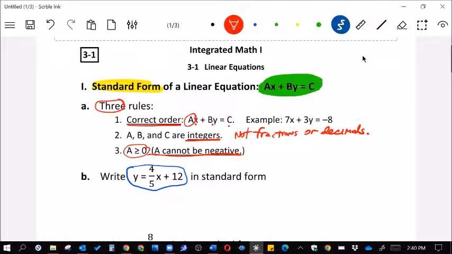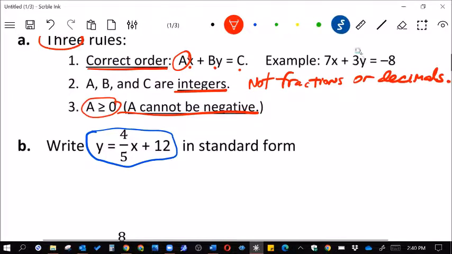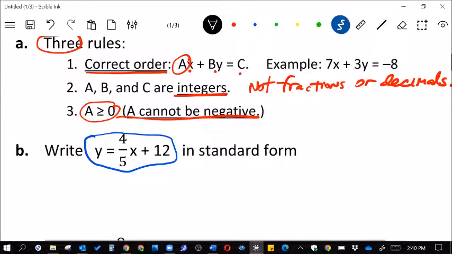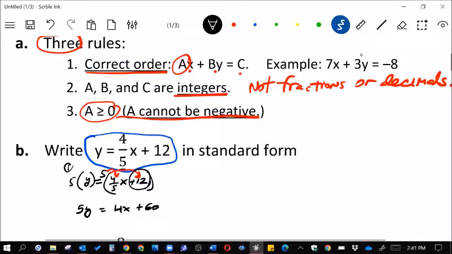Now, let's take this one, and we're going to put this in the standard form. There are actually two ways to do it. First way, I'm going to take the denominator and multiply everything by 5. I'm going to multiply this side by 5 and the other side by 5. That means I'm doing the distributive property, so what I get is 5y equals 4x plus 60. It's important to recognize you have to multiply the other thing on the right side as well.